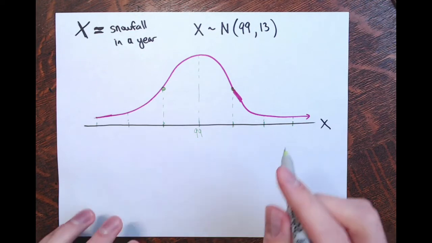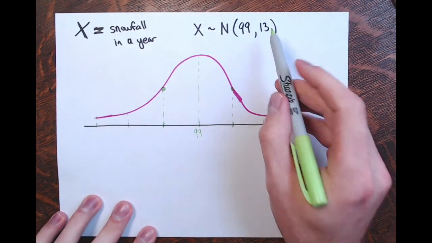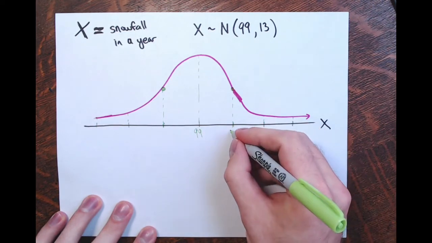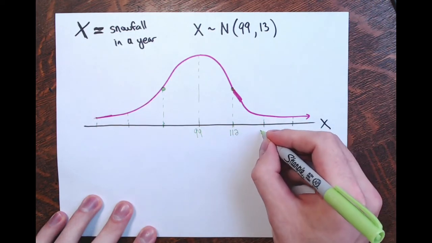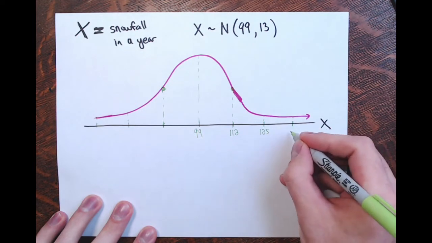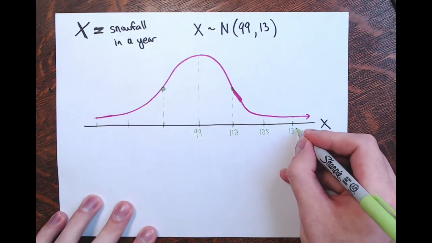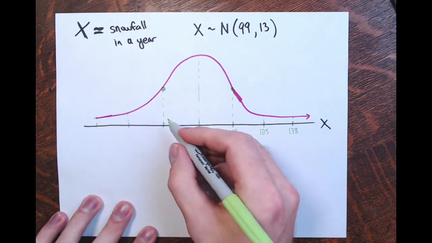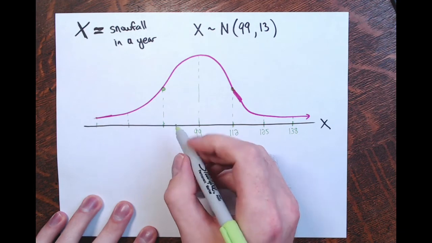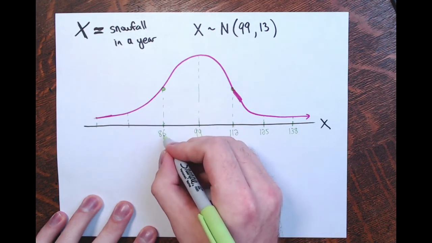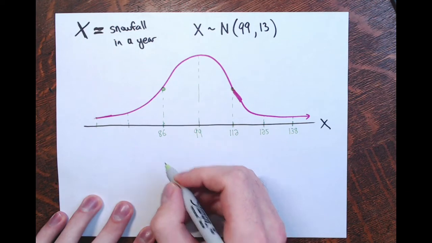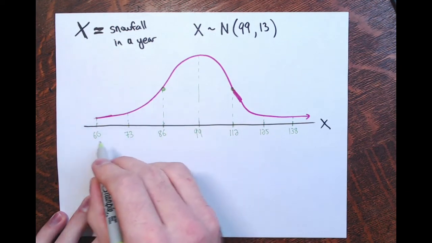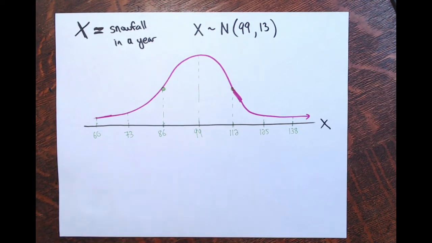All right, and these values, right, the standard deviation is 13 inches. So I'm going to keep adding and subtracting 13. So 99 plus 13 would be 112. Plus 13 would be 125. Plus 13 would be 138. All right, so there's 1, 2, 3 standard deviations above the mean. Then below, 99 minus 13 would be 86. 86 minus 13 would be 73, and 73 minus 13 would be 60. And now here's 1, 2, 3 standard deviations below the mean.